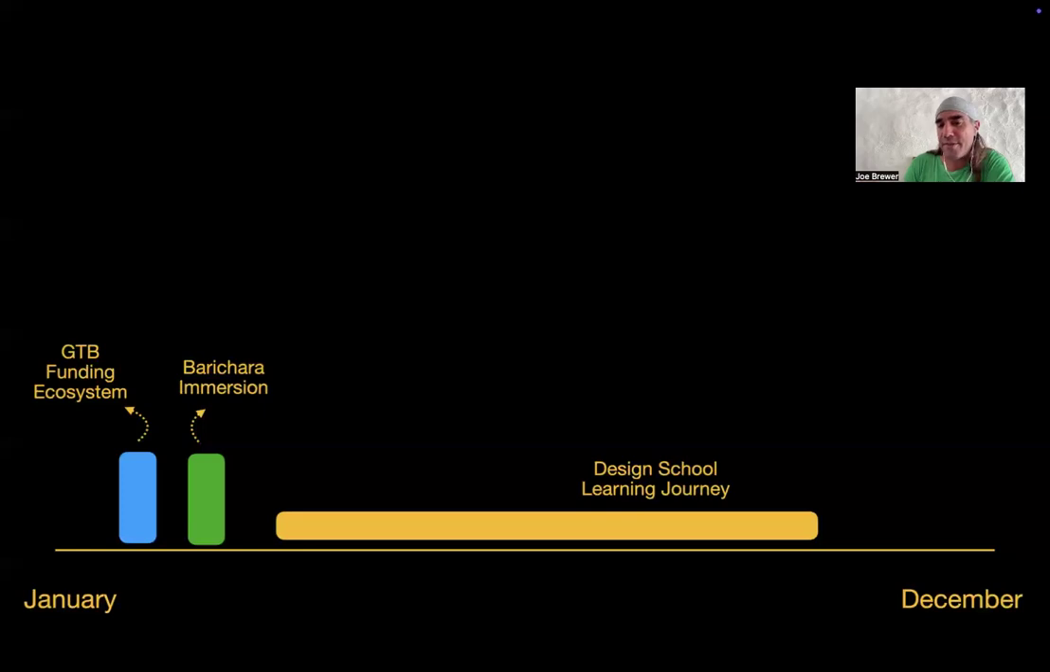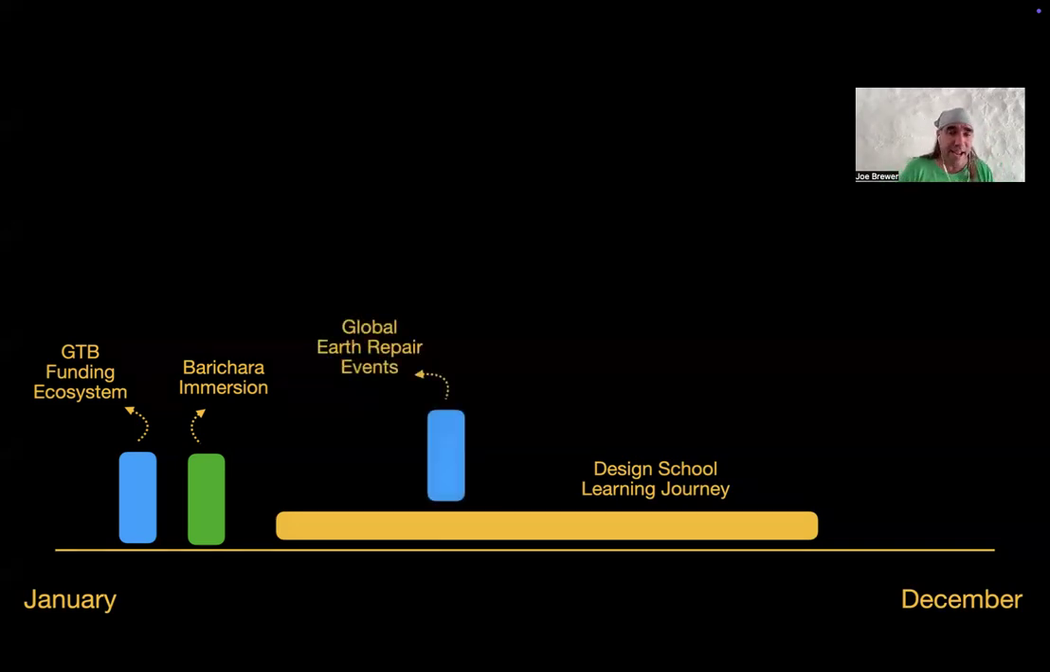And then the learning journey between March and September, there'll be a 6-month rhythm of webinars and processes to support people to create immersions, to create their own local organizing. That's going to be happening through the design school. And starting in May, there are already 2 that I know of, one in New Hampshire and the other in Cascadia in Washington State, that will be global Earth repair events. I'll talk more about this in a moment.